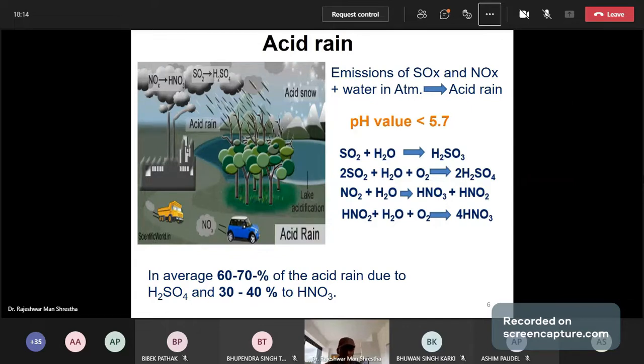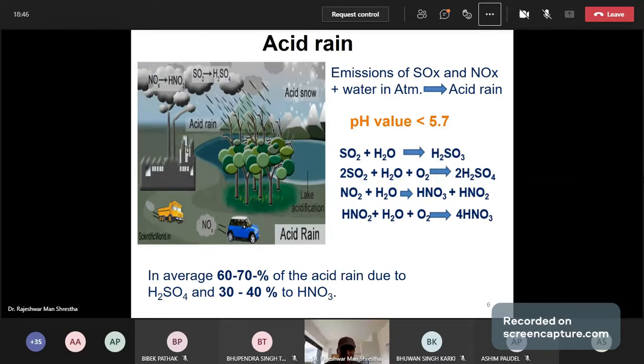For example, SO2 gas reacts with water molecules in the atmosphere to form sulfurous acid, or SO2 gas reacts with water molecules along with oxygen to form sulfuric acid. And next, nitrogen dioxide reacts with water molecules in the presence of oxygen in the atmosphere to form nitrous and nitric acid. And nitrous acid reacts with water molecules in the presence of oxygen to form nitric acid. In this way, the acids are formed by these oxides.